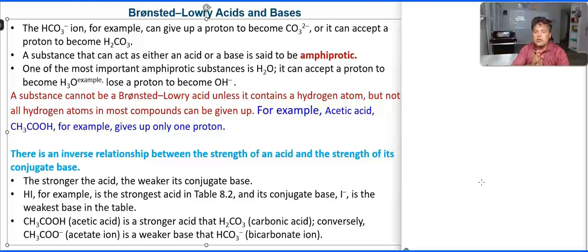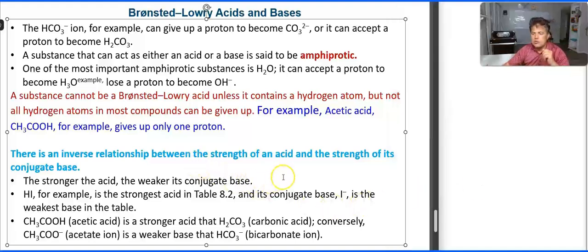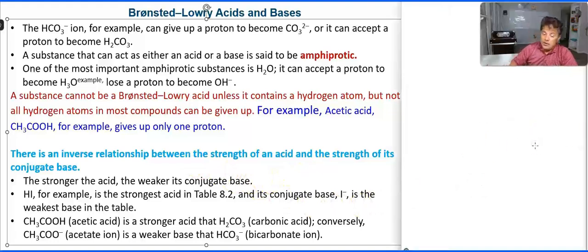A substance cannot be a Bronsted-Lowry acid unless it contains a hydrogen atom, but not all hydrogen atoms in most compounds can be given up. For example, acetic acid. There is an inverse relation between the strength of an acid and the strength of its conjugate base. We have already discussed conjugate acid and base. If an acid removes the hydrogen, what remains is the conjugate base. So they have the opposite relation.